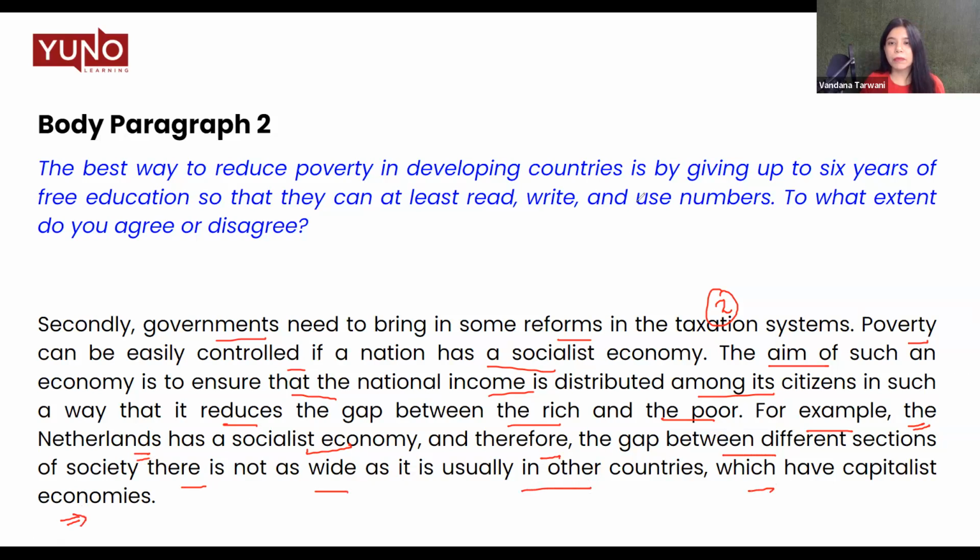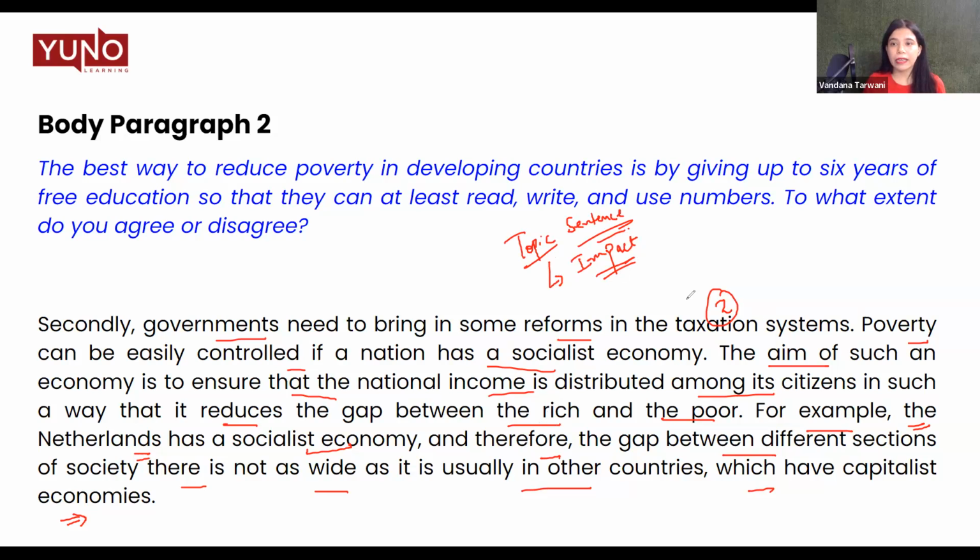So if you are somebody who finds it hard to develop your ideas, whenever you write your topic sentence, think about the result. Think about the impact. So if you are somebody who wants to explain your ideas but finds it hard, think about the impacts that, for example, if you are mentioning taxation or reforms in taxation, how exactly that will help. So we have written the result here, that it will reduce the gap between rich and the poor.